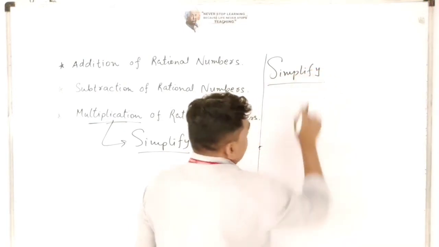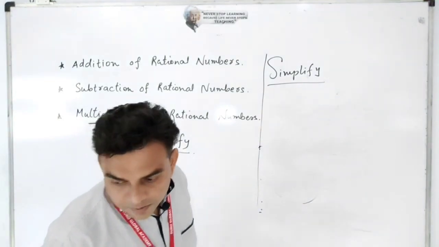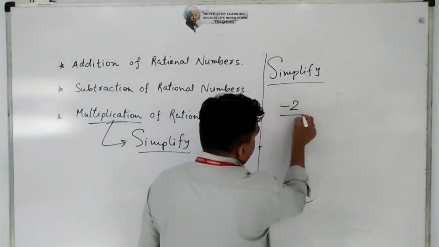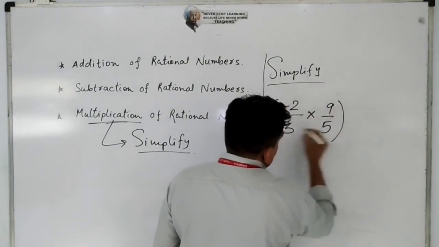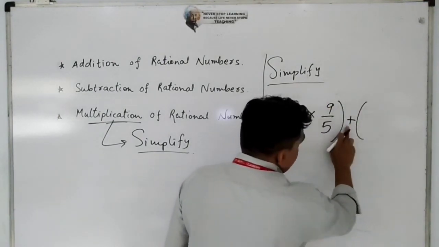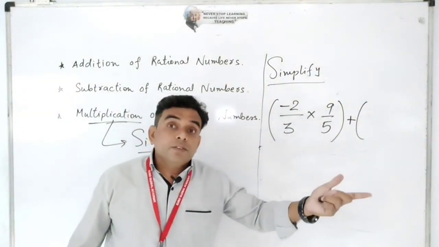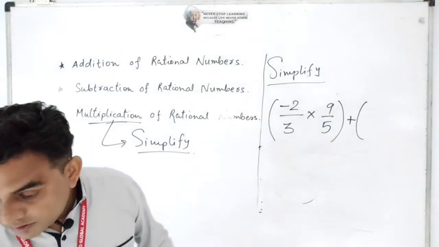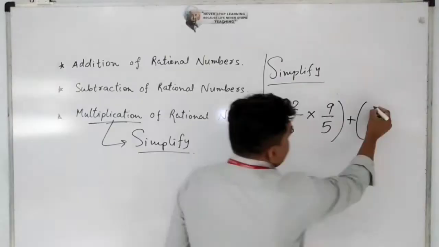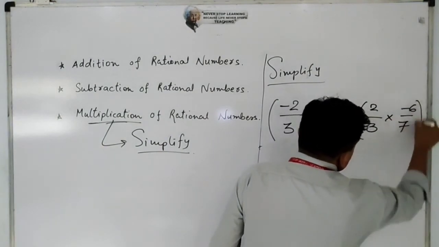I'm going to write the question. You can just see here. Okay. Minus 2 by 3 multiply by 3, 9 by 5. Bracket is over. Plus. Here plus is also said. Students, in simplification there will be plus, minus, division, addition, subtraction also, students. Addition and plus are both the same. 2 by 3 multiply by minus 6 by 7, students. You can just see here.